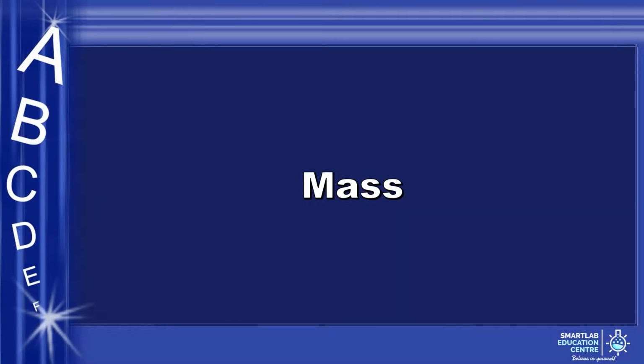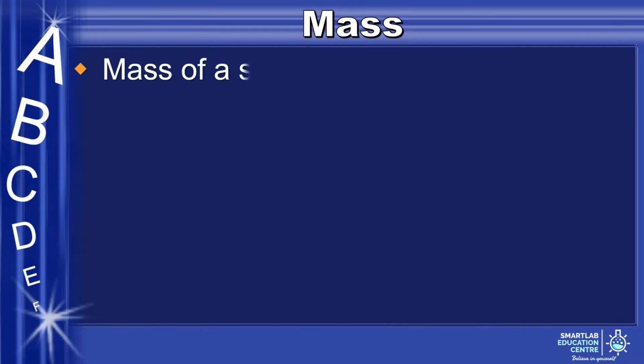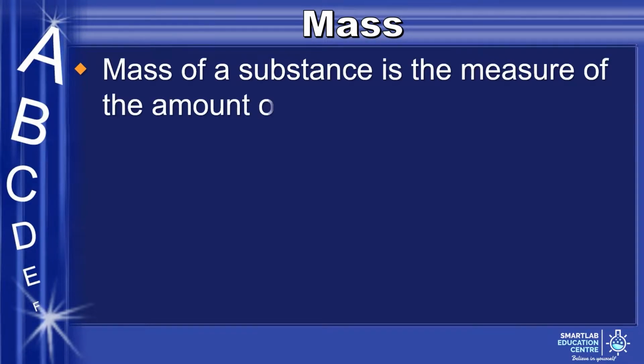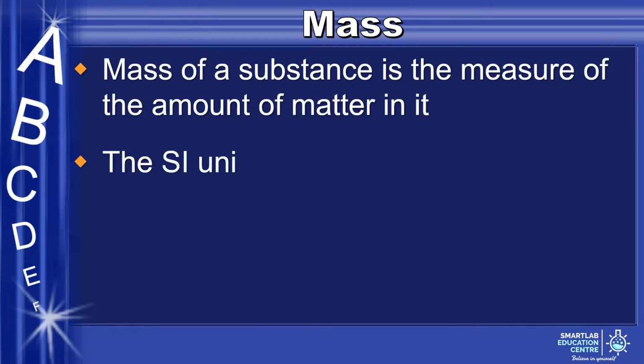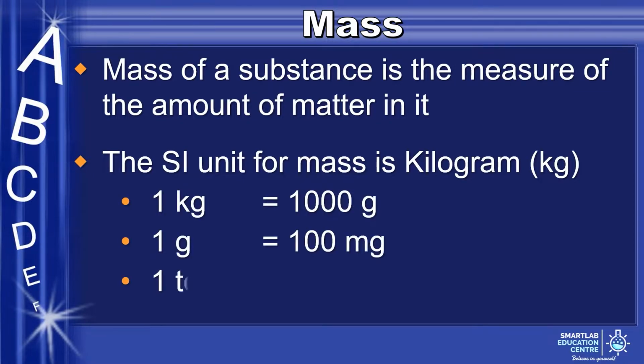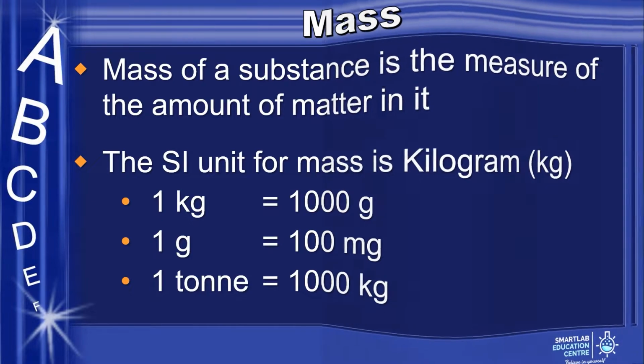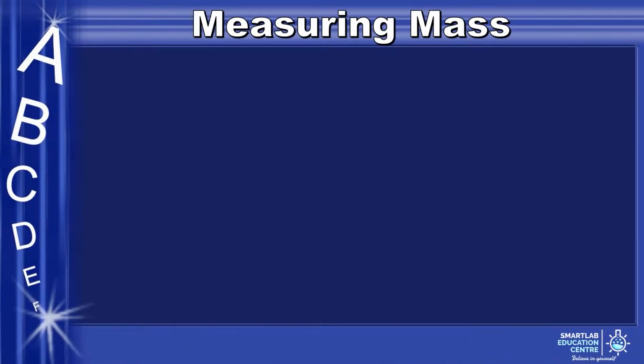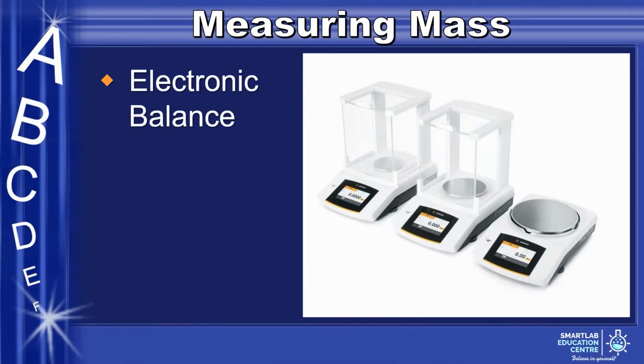The first physical quantity we learn today is mass. Mass of a substance is the measure of the amount of matter in it. The SI unit for mass is kilogram. To measure mass, we can use electronic balance.